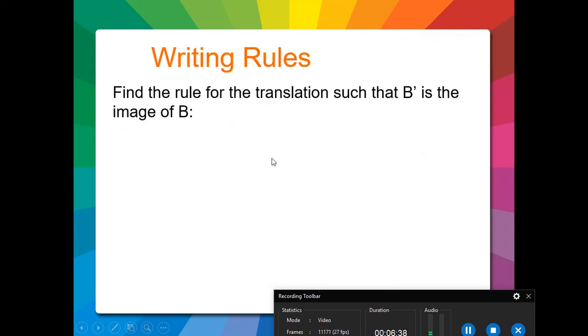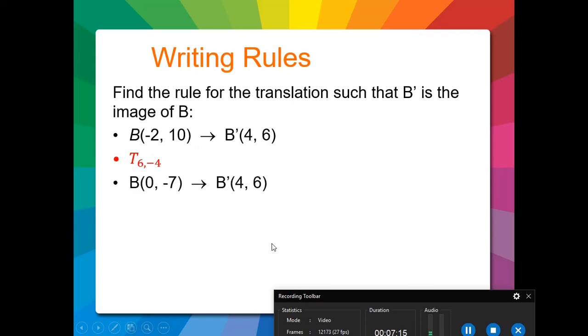Now, we're going to find the rule of the translation that has occurred when I move from B to B prime. So B prime we know is the image. So using this setup, we want to know how many units to go from -2 to +4, and then also how many units to go from +10 to +6. So for the x coordinate, it looks like we're adding 6. And for the y coordinate, we subtracted 4. So this is the translation rule that applies to this first example.